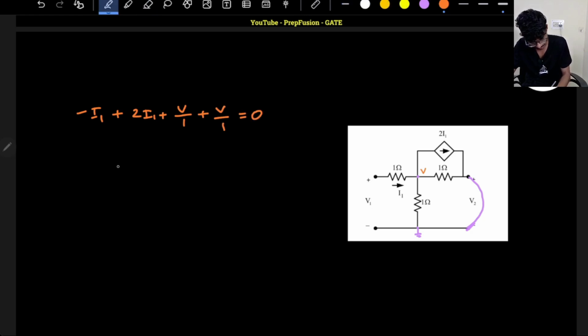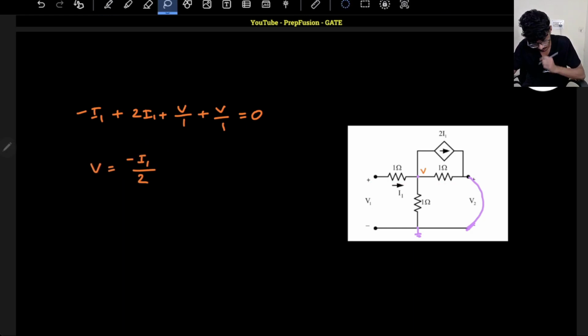So from here I can directly find out what is the value of V. So V will be equals to minus of I1 divided by 2. So this is 2V, that will go on that, minus of I1 divided by 2. That is what my V is equal to. But I have to write in terms of V1. So I can apply a KVL here, right? I can apply a simple KVL here.